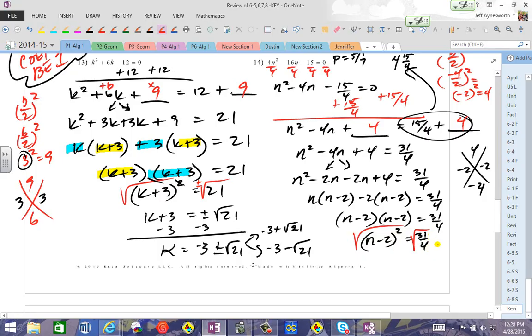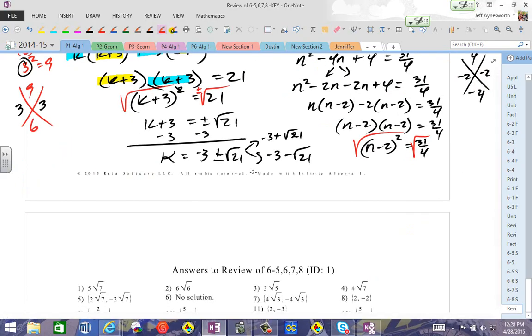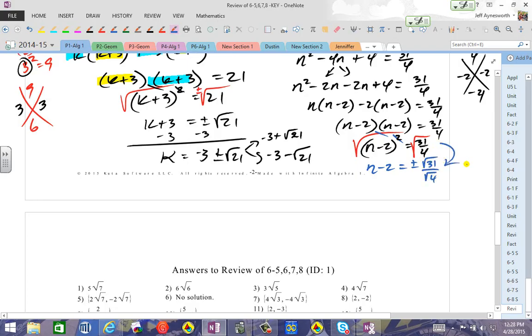So the square root cancels the square on the left, giving you n minus 2. And you got plus or minus root 31 divided by root 4. You got to square root its parts. Now the denominator is 2. So I get n minus 2 equals plus or minus the square root of 31 divided by 2. So the only thing I need to do now is add 2. And I get n equals 2 plus or minus root 31 all divided by 2. And that's it.